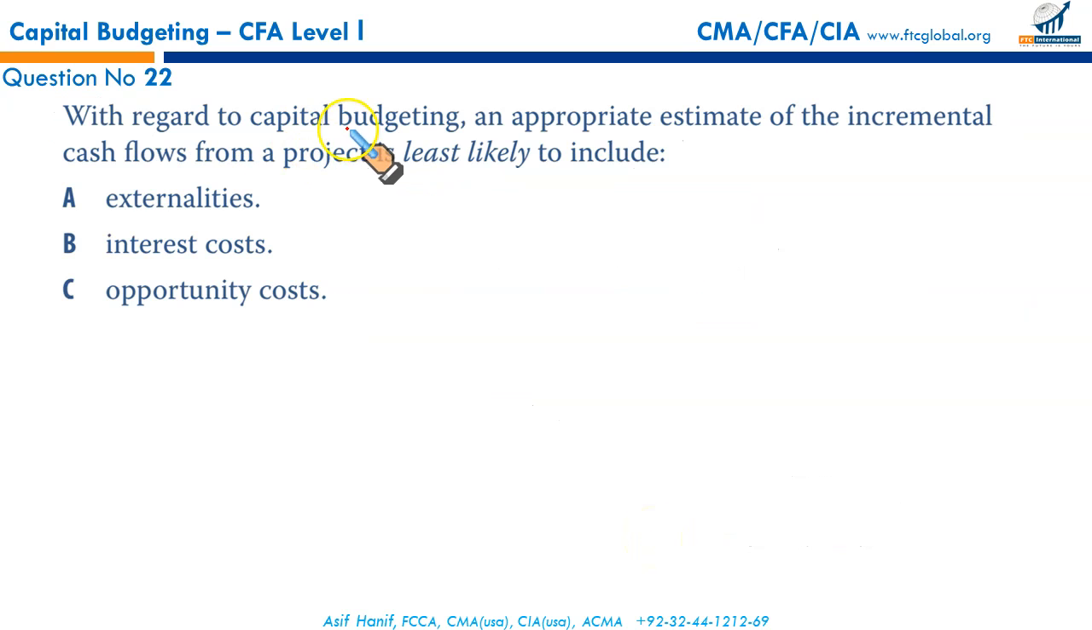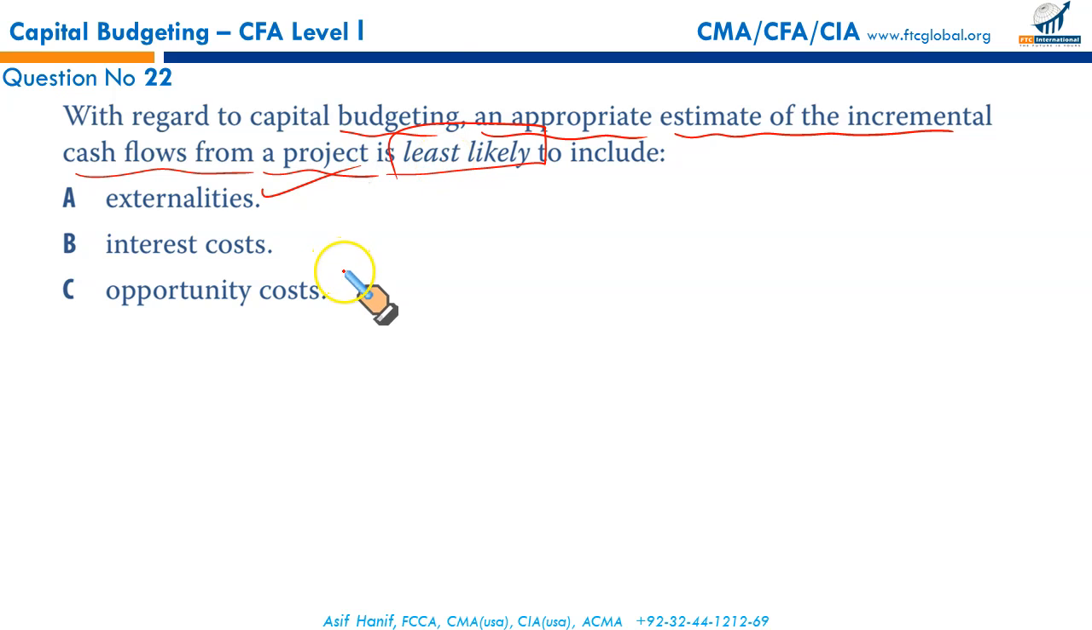Finally, with regard to capital budgeting, an appropriate estimate of incremental cash flows from a project is least likely to include what? Externalities, yes, considered in capital investment projects. Opportunity cost, what you sacrifice for the project, yes, it is considered. Interest rates or interest cost, no.